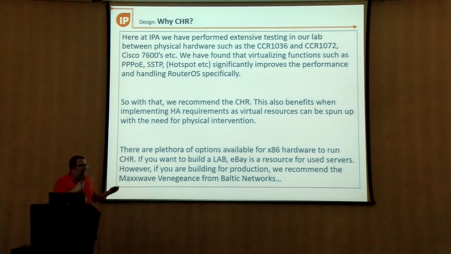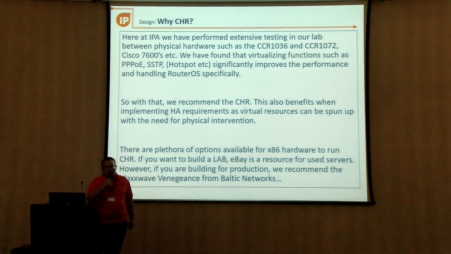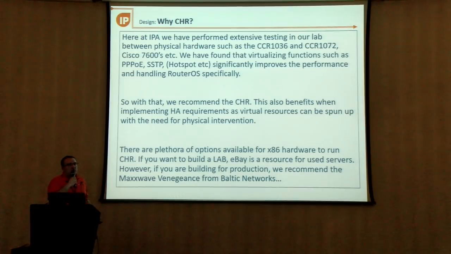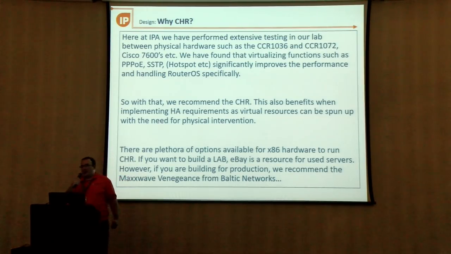So there are plenty of options available for x86 hardware to run CHR. If you want to build a lab, I think eBay is the best way to go because of the cheap used servers, and you can just install on it something like EVE-NG or GNS3 to run virtual routers and virtual machines. And of course, if you're building it for production, we recommend using Vengeance from Baltic Networks, because we set up multiple networks with that and didn't have any issues with them.